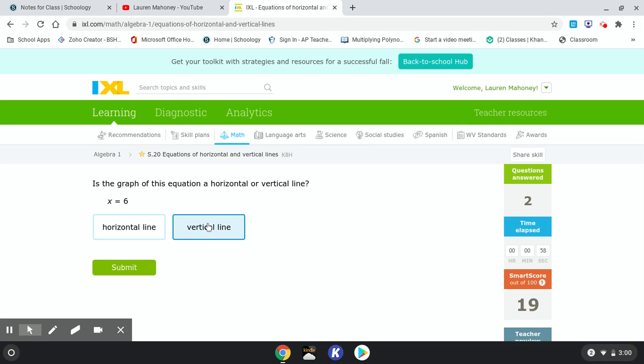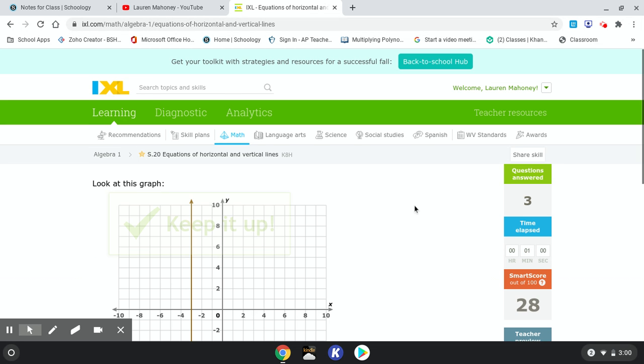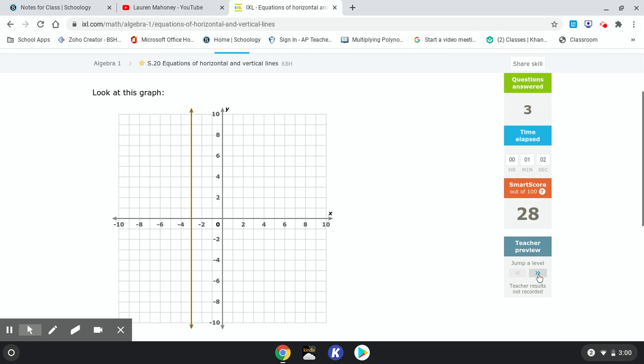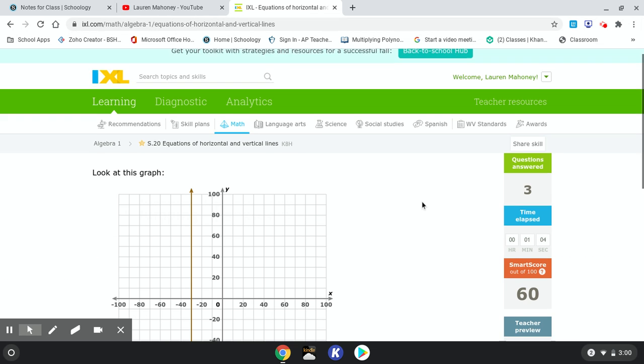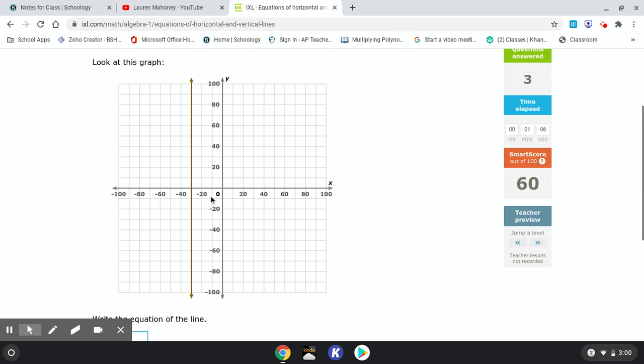Now this is asking us a similar type of question, except this time they give us the equation. So x equals negative 9, is it horizontal or is it vertical? Well, like I just said, horizontal lines are y equals, vertical lines are x equals. And again, same type of question. It's x equals, so this is going to be a vertical line. Let's do a jump and see if we get something a little more difficult towards the end.